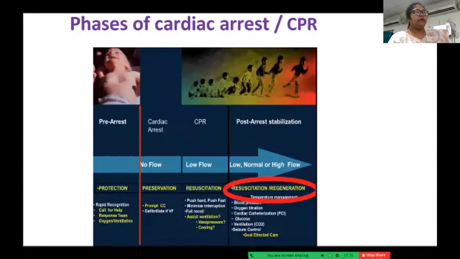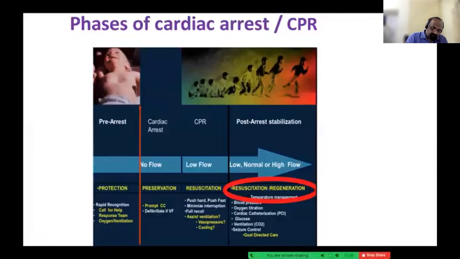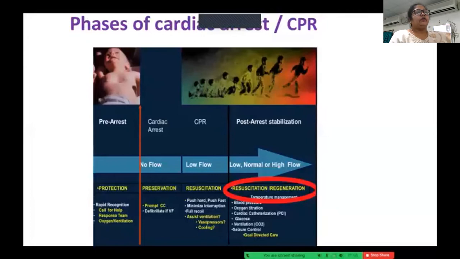So when this resuscitation is good, or if the child survives this resuscitation, then there will be post-arrest stabilization that we have to consider, where there should be correct blood pressure monitoring, temperature monitoring, of course glucose, and ventilation should be perfect when a child recovers from this. So seizure control also should happen, because in the event of hypoxia, seizures can affect. So if we are having goal-directed care for all these things, and keeping all these in mind whenever we are giving CPR to a child, it will be good and beneficial.